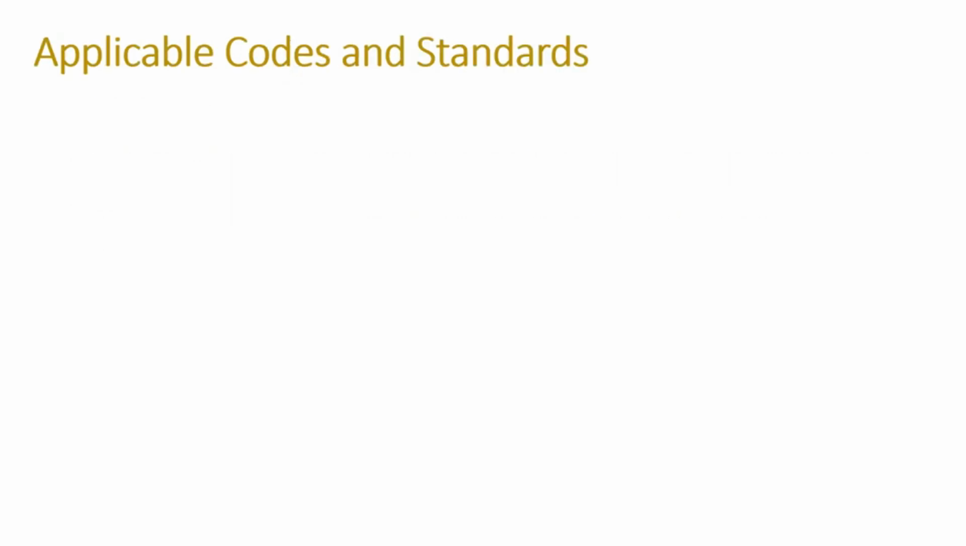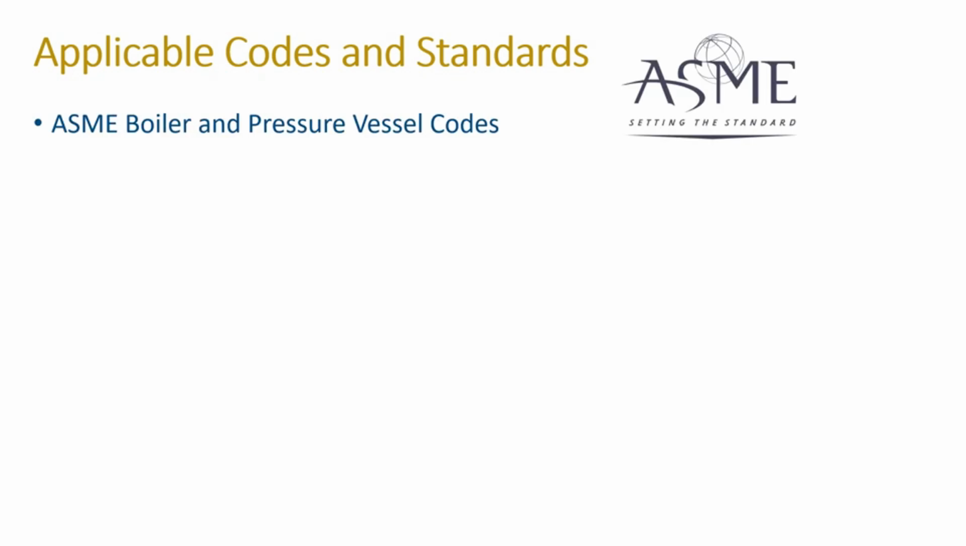So there are many codes and standards that are applicable to pressure vessels and pressure relief systems, and we're going to inventory some of the most important ones here. The first are the ASME boiler and pressure vessel codes. ASME stands for the American Society of Mechanical Engineers, and these codes regulate the design and construction of boilers and pressure vessels. Many undergraduate chemical engineering students learn this and utilize these codes for the calculation of wall thicknesses of pressure vessels.